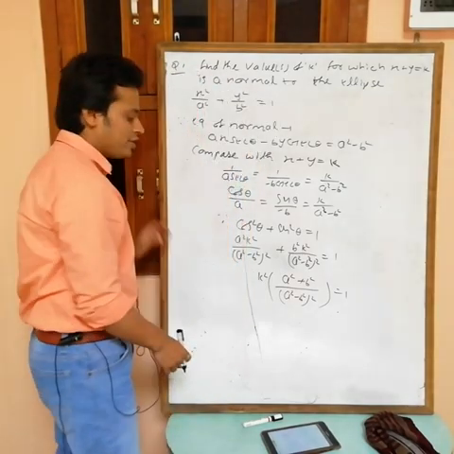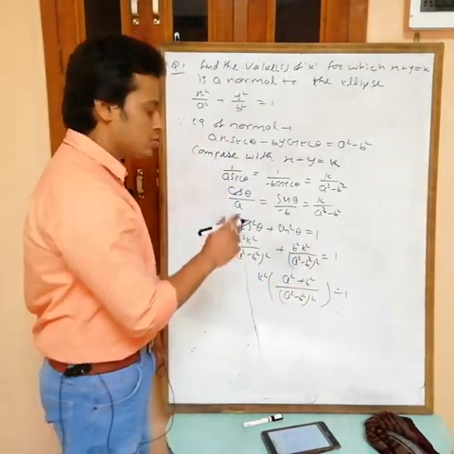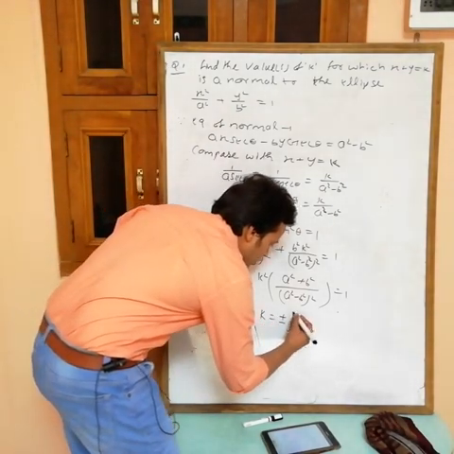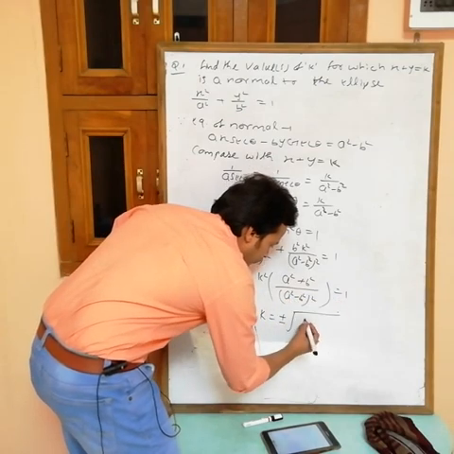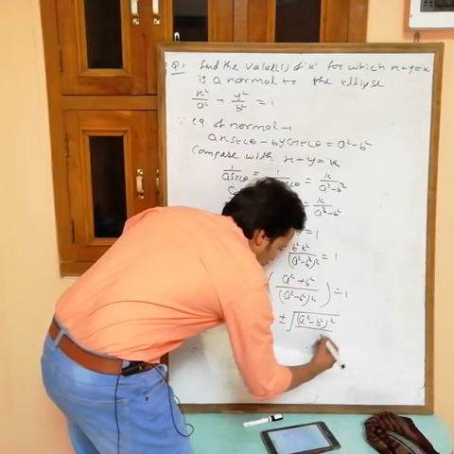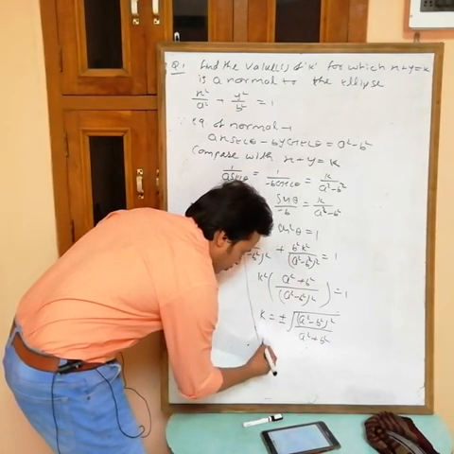Now from this one we are getting the value of k square as this one by this one. Then the value of k is plus minus root over a square minus b square whole square by a square plus b square. Okay, so this is the value.